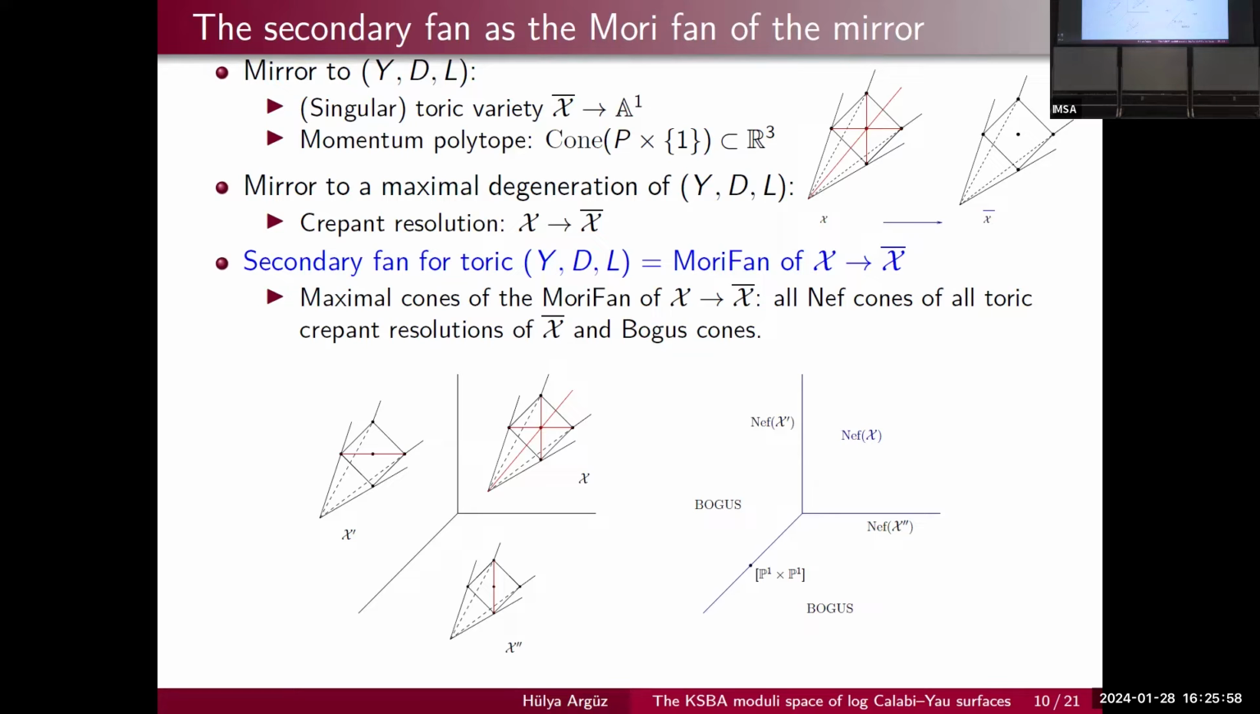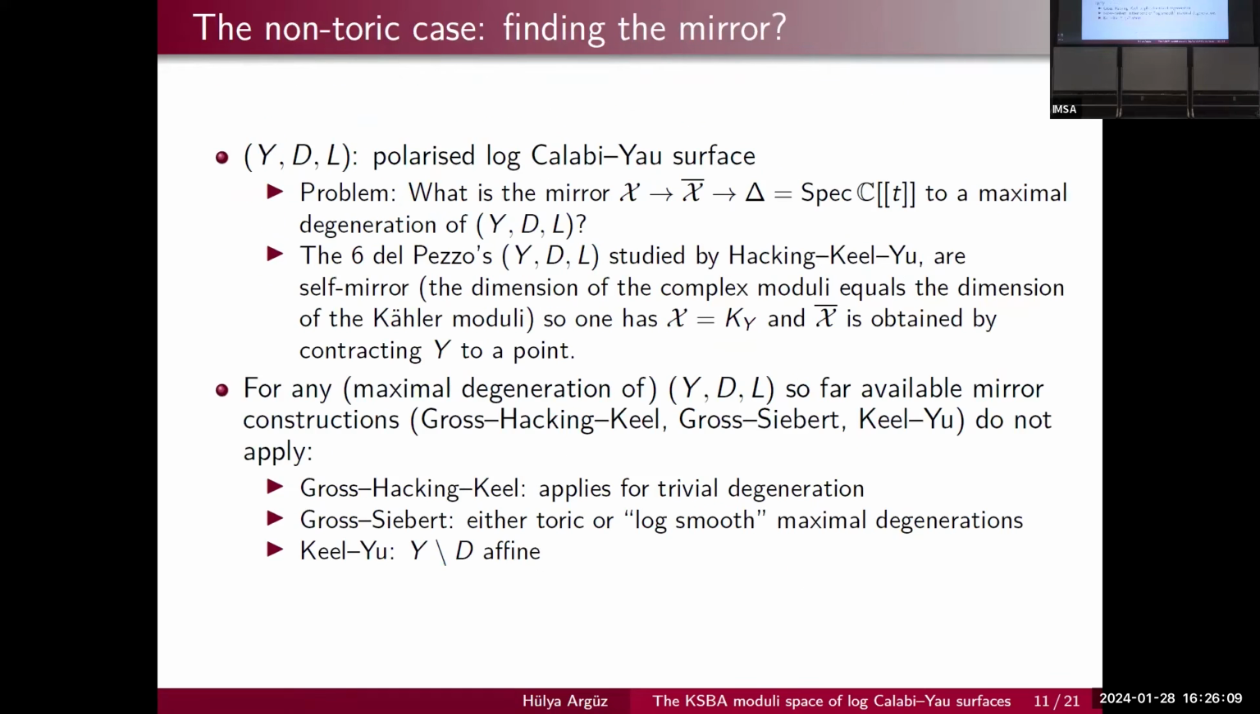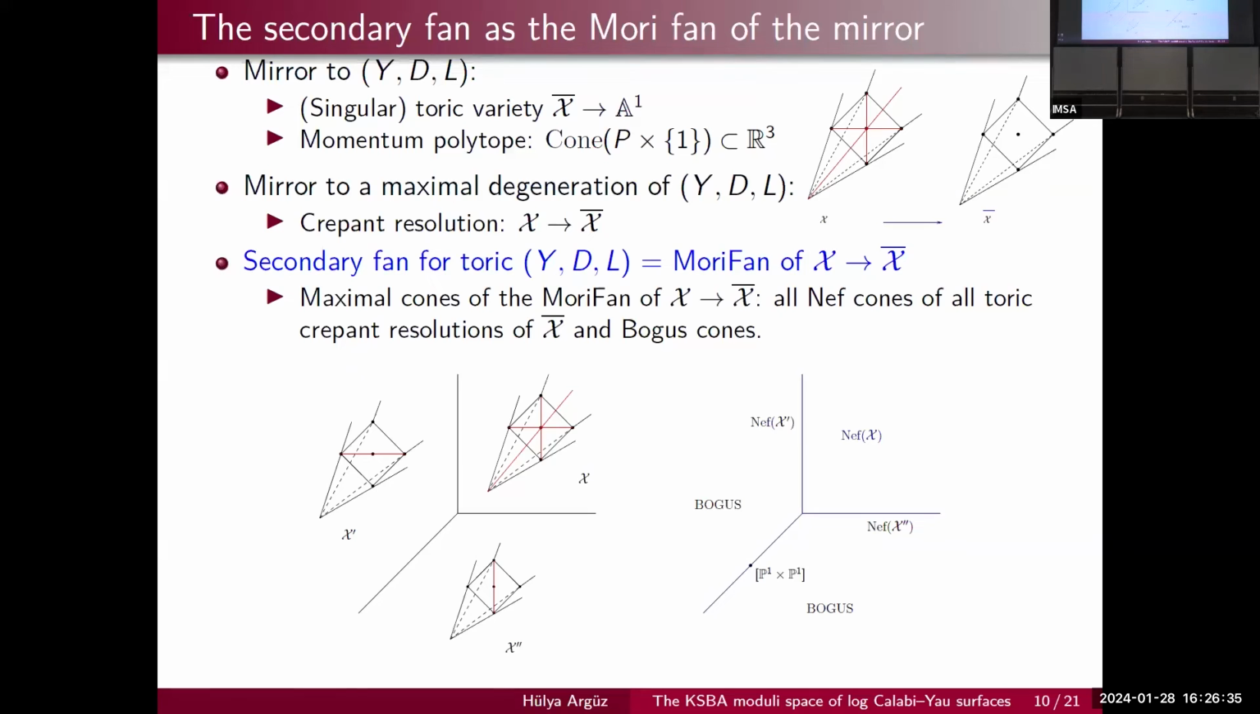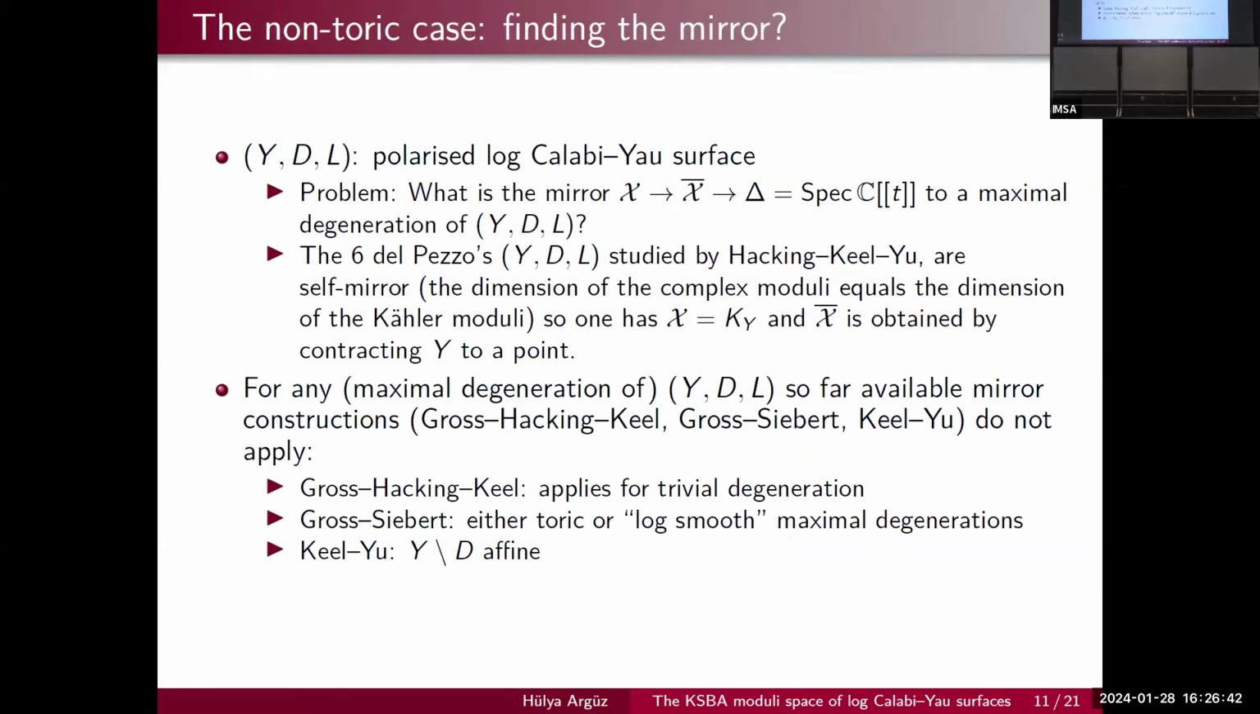This is in the purely toric situation, and we wanted to do something in a non-toric situation to prove this conjecture. So we generalize these ideas to the non-toric case. The first problem, if you want to generalize these ideas to the non-toric case, is to find the mirror to a given YDL. If you have a polarized log Calabi-Yau surface, the first problem is how we can describe all the singular X bar that I denoted in the previous slides. In the toric case, it was just the singular toric variety whose fan is the fan over the polytope. So now we need to describe X bar and Crepant resolutions and to find mirrors to maximal degenerations of YDL.